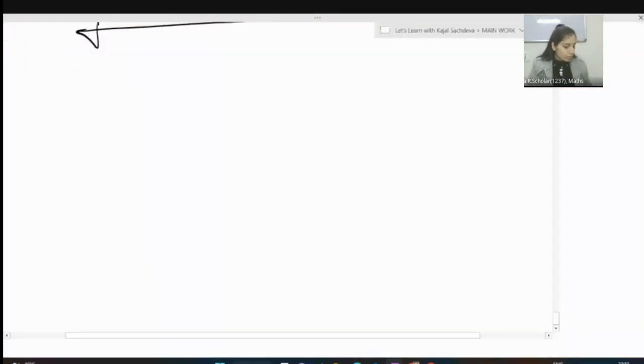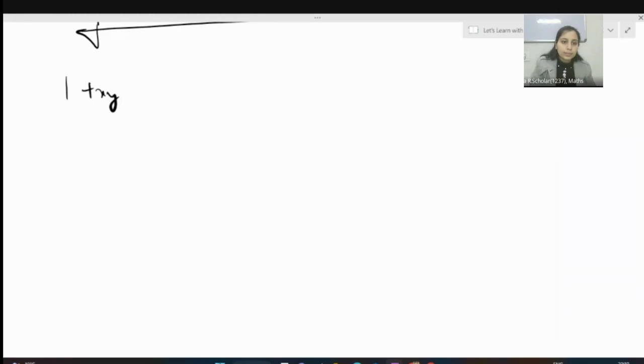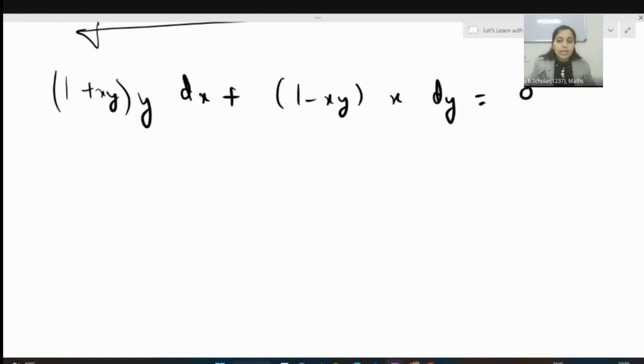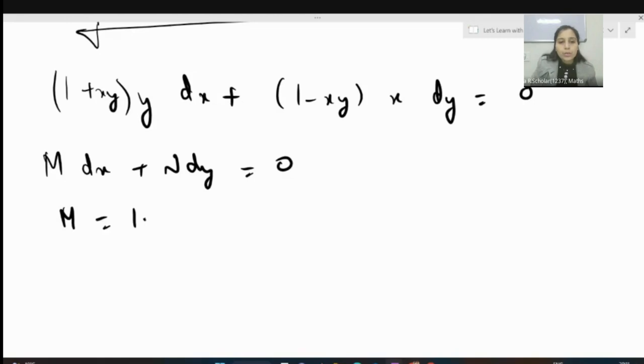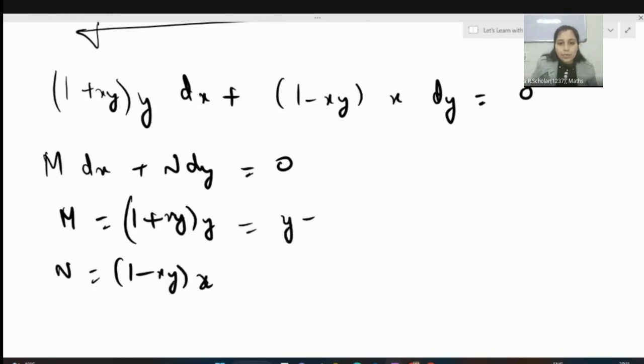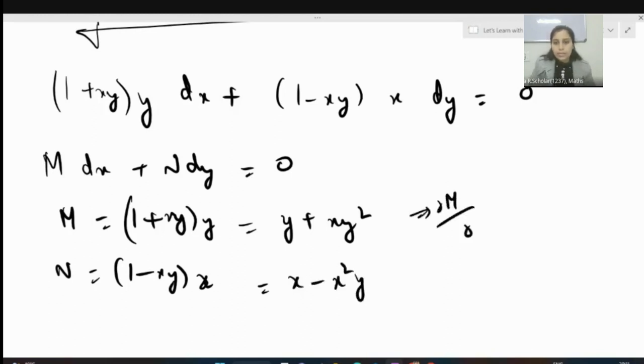So we have a question: (1 plus xy) y dx plus (1 minus xy) x dy is equal to 0. Here we have M dx plus N dy equal to 0, where M is equal to (1 plus xy) y and N is equal to (1 minus xy) x. This is equal to y plus xy squared, and this will be equal to x minus x squared y.